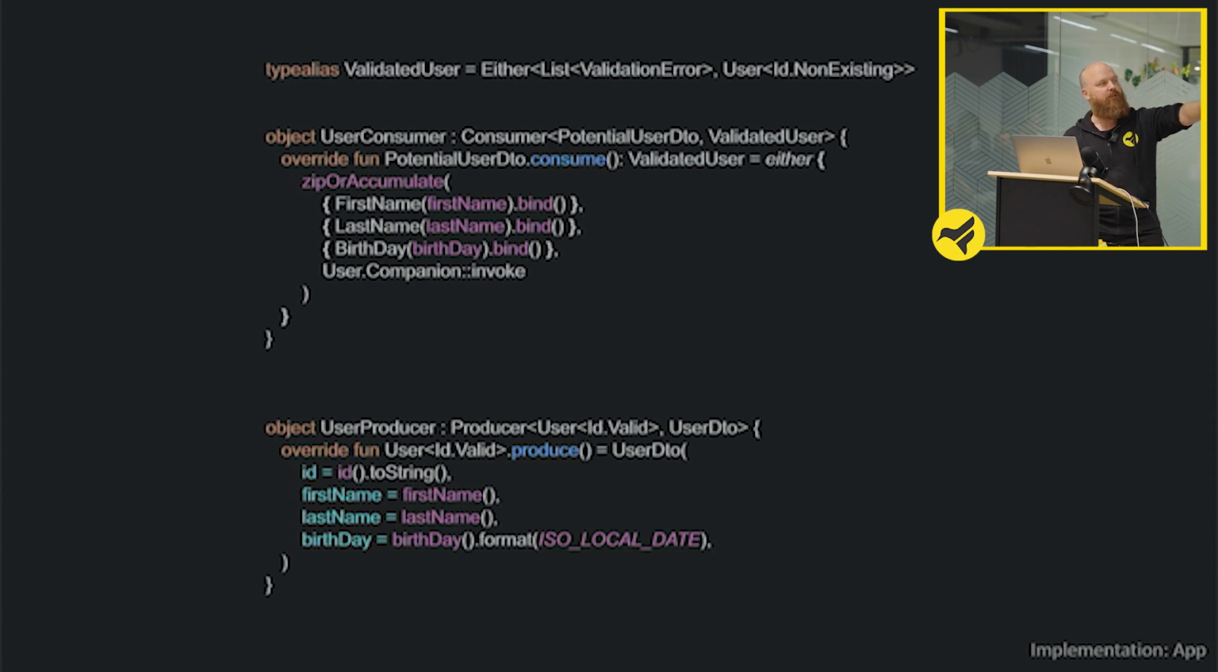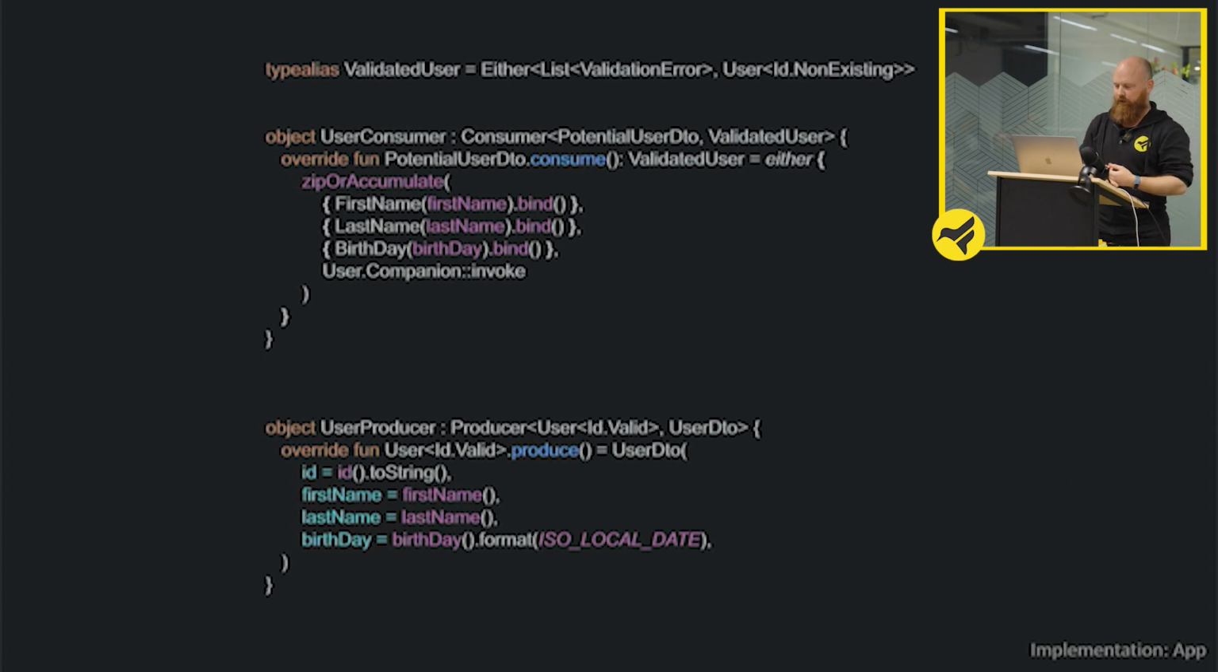Meaning that if you use this consume function, you always get a valid domain object or a list of validation errors. Meaning that if you have an empty first name, an empty last name, and some unparsable birthday string, you can give that feedback in a list of errors to the user. Because otherwise you would say, oh, your first name is wrong. And then you go back with the right first name and say, oh, now your last name is wrong. That can be quite annoying. But in this case, you can say, okay, this is all wrong.